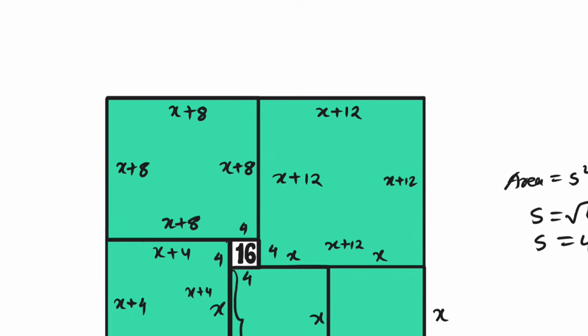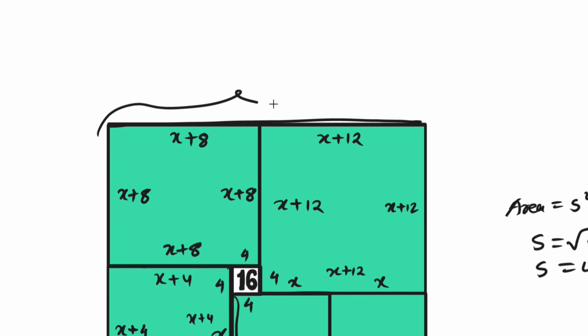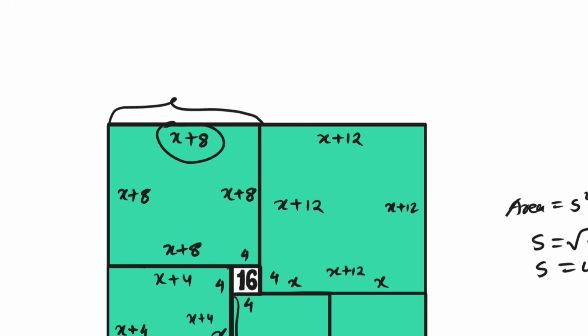Now let's calculate that exact same horizontal length from the top of the large rectangle. At the top, we have the upper left square with side length x plus 8, followed by the upper right square with side length x plus 12.